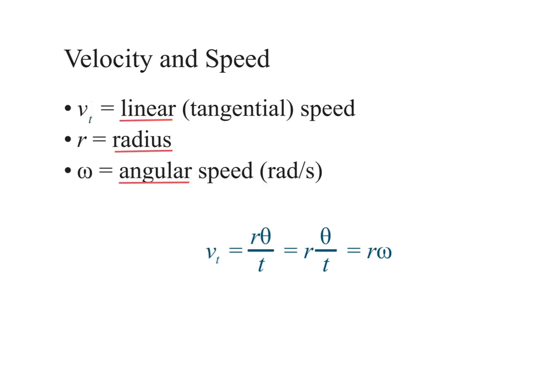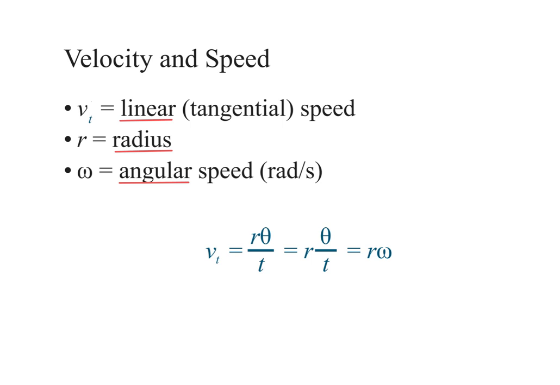All right, so let's look at what all these things mean. V sub t, that is the linear or tangential, tangent line speed. R is the radius. Omega is the angular speed in radians per second. So if it's in revolutions per minute, you are going to have to convert it to radians per second before you can multiply it by your radius. But that's what those stand for.